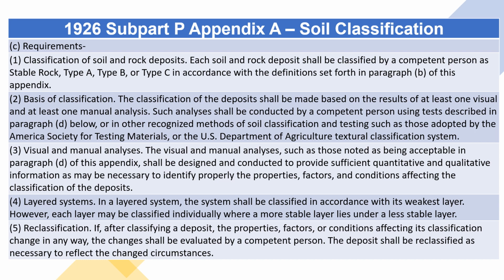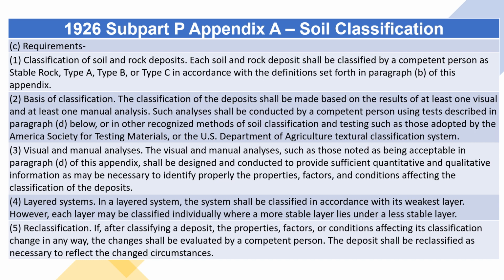Such analyses shall be conducted by a competent person using tests described in paragraph D below, or in other recognized methods of soil classification and testing such as those adopted by the American Society for Testing Materials, or the U.S. Department of Agriculture Textural Classification System. 3. Visual and manual analyses. The visual and manual analyses, such as those noted as being acceptable in paragraph D of this appendix, shall be designed and conducted to provide sufficient quantitative and qualitative information as may be necessary to identify properly the properties, factors, and conditions affecting the classification of the deposits.